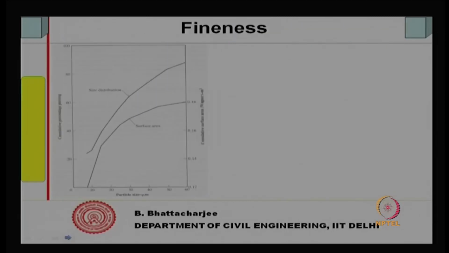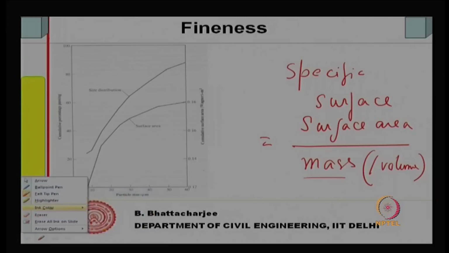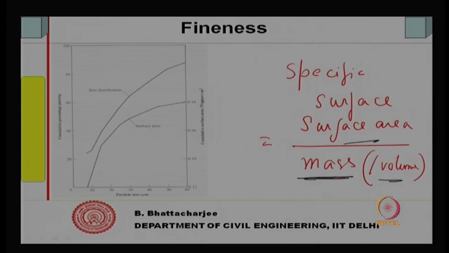For example, we use the concept of specific surface. Specific surface is defined as the surface area per unit mass or maybe volume, which we will look at later on. So, specific surface is per unit mass or volume. Now, in case of cement, of course, you use surface area per unit mass. Now, you can see this.